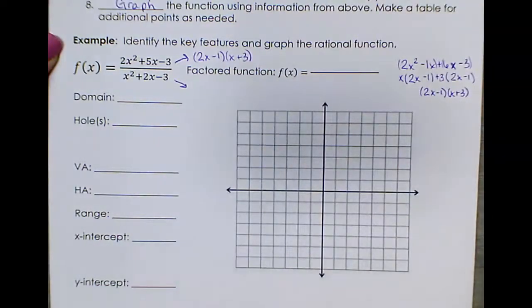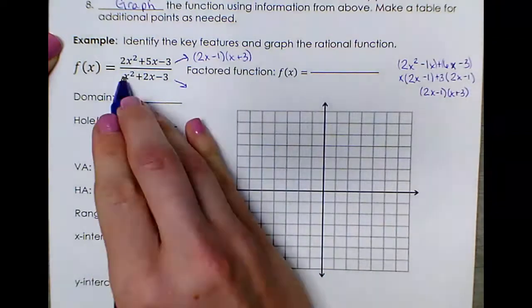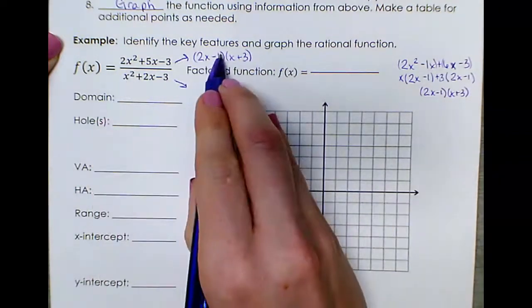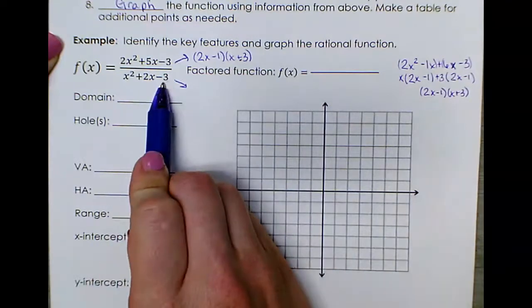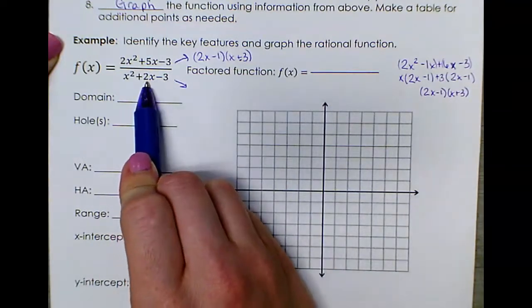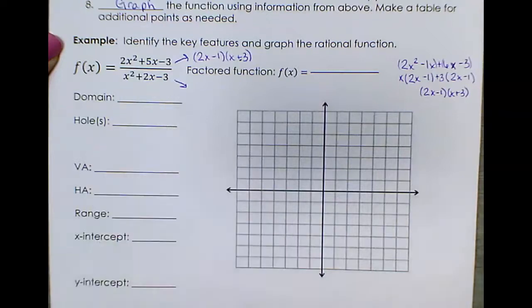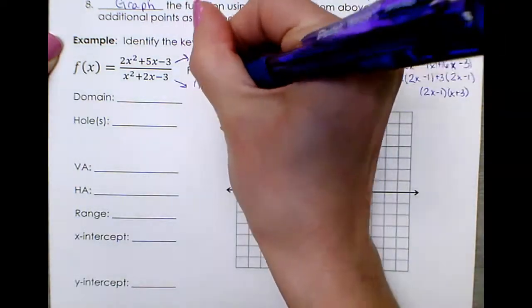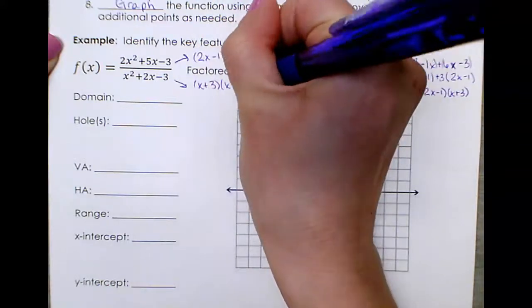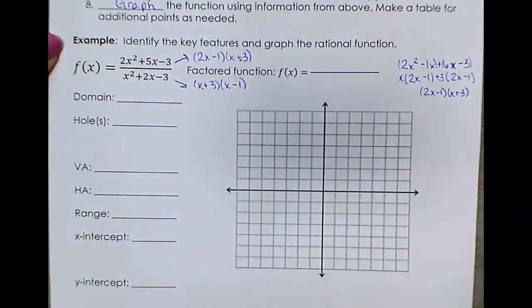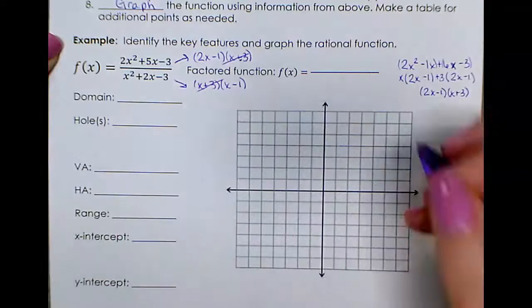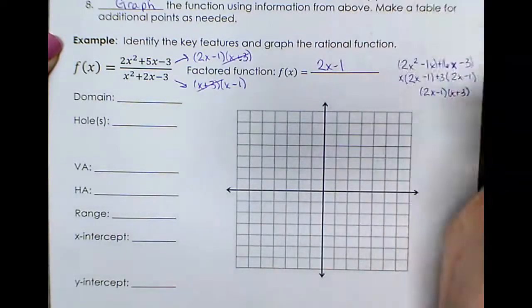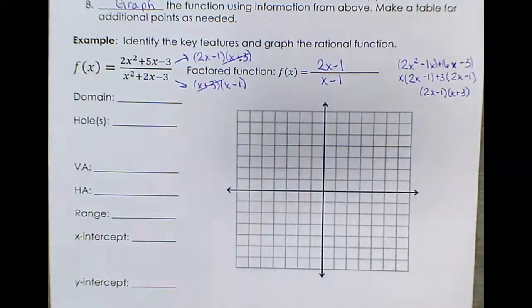Now for the denominator, I use magic numbers also, but because a is 1, I can just write my magic numbers here as the constants for my factors. So I need two numbers that multiply to be -3 and add to be 2. Well, that would be 3 and 1, but the 1 needs to be negative. So x plus 3 and x minus 1. I notice that x plus 3 is a common factor on top and bottom, so I'm going to cancel those out, and my factored function is going to be 2x minus 1 on top and x minus 1 on the bottom.